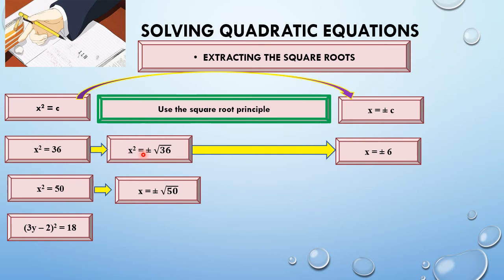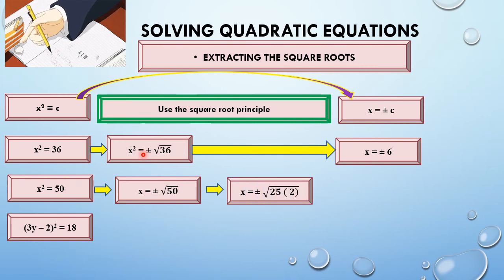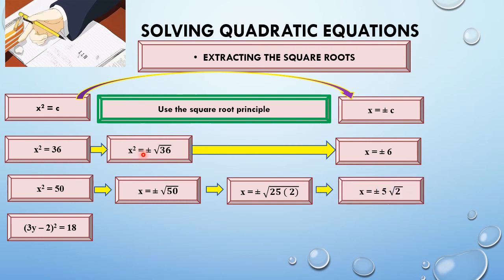So what do you think are the factors of 50 wherein one of the factors can be extracted in its square root, or is a perfect square? Alright, very good. So that's 25 times 2. Is 25 a perfect square? Yes. So extract the square root of 25. And our answer is x is equal to plus or minus 5 square root of 2.